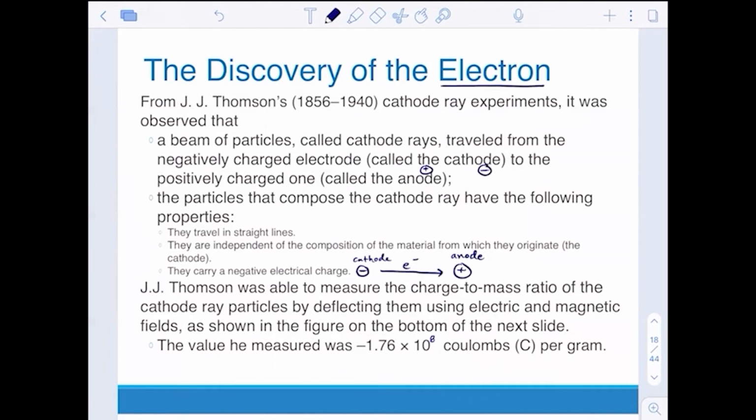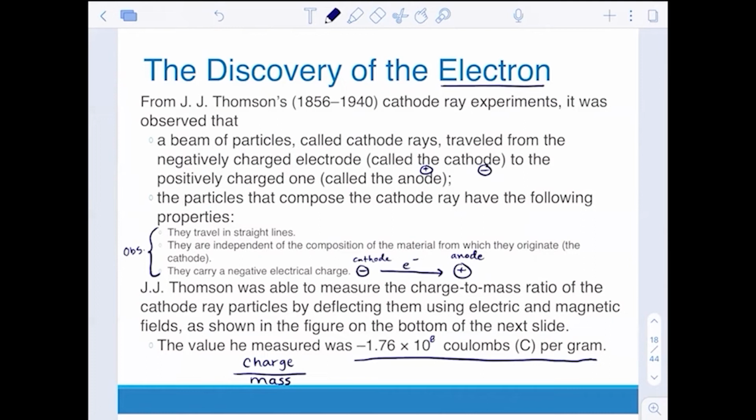Now, what you would really want to get out from these discoveries, these are all observations, right? You can get an experiment to then collect data. J.J. Thomson was able to measure the charge to mass ratio of the cathode ray by deflecting them using electric and magnetic fields. He was able to get this value, negative charge being the electron, negative 1.76 times 10 to the 8 coulombs, which is an electrical charge per gram. So this is a charge to mass ratio.